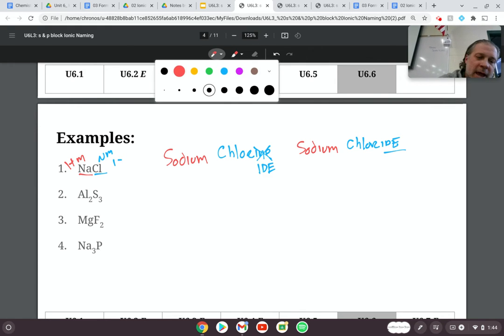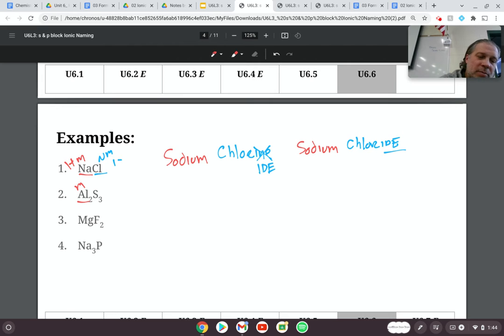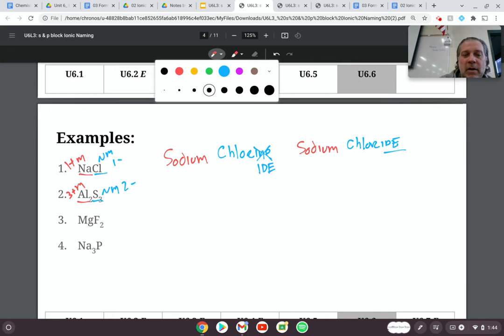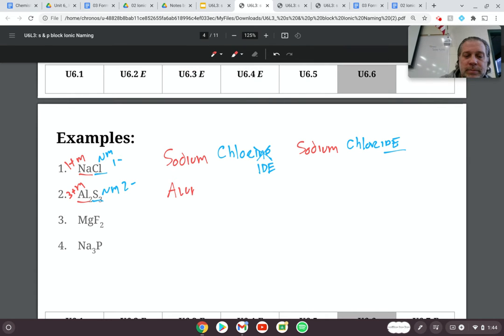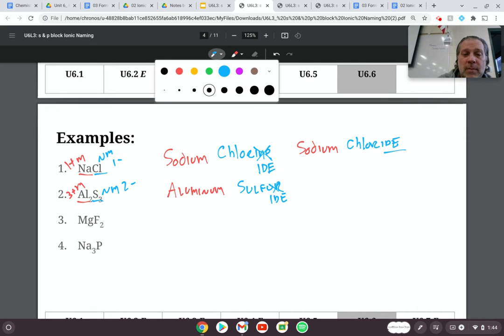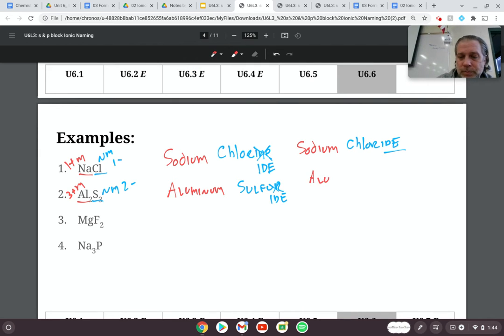Here's another example. Al, I know that to be a metal on the periodic table. I know its charge is a +3. S, I know that to be a nonmetal. I know its charge is a -2. So I locate Al on the periodic table, and I see that it's aluminum. So I write that down. I locate S on the periodic table, and I see that it's sulfur. And I write that down. And then I'm going to change the UR to IDE. So my new name is going to be aluminum sulfide.